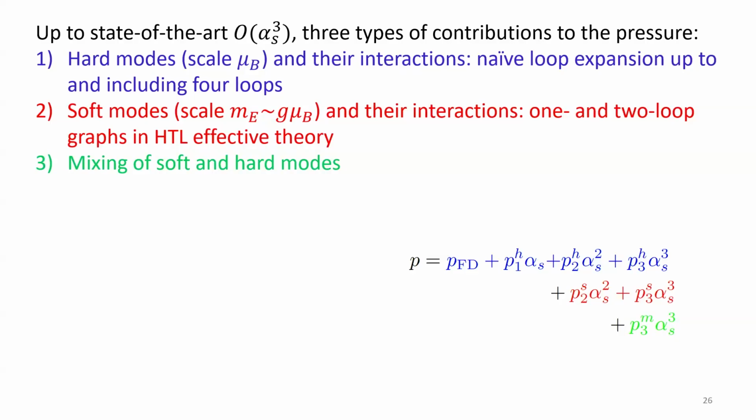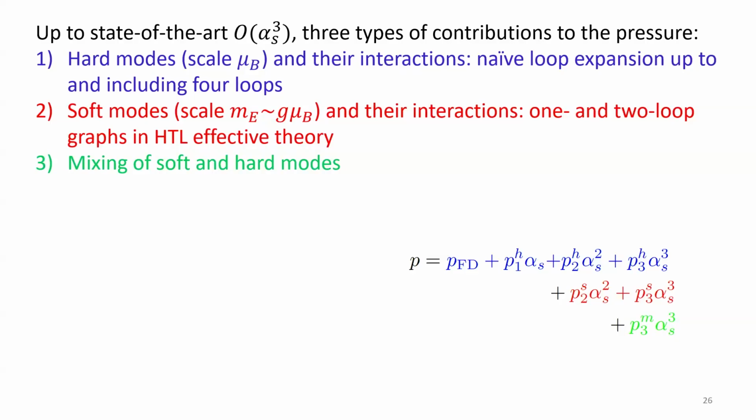Then there are so-called soft modes, the gluons that have momenta of the order of the Debye mass, g times mu_B, and that interact, so to say, softly. Their contribution to the pressure can be obtained by computing the pressure of the hard thermal loop effective theory within a weak coupling expansion in that theory. And this part produces already logs of alpha_s and so on.